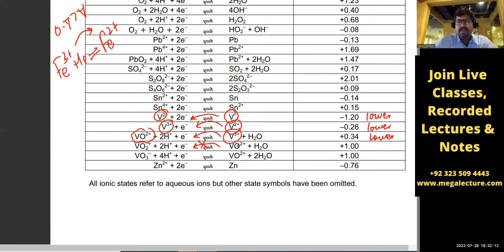So you can continue making this reaction. There would be 3 steps. Fe being the higher potential, 0.77, wants to gain electrons, which we did in the first step. Vanadium being the lower potential wants to lose electrons, becomes vanadium 2 plus. Then look at vanadium 2 plus, it's still the lower potential, so it would lose electrons again and become vanadium 3 plus. But vanadium 3 plus is still the lower potential, so that would lose electrons again and it will become VO2 plus.